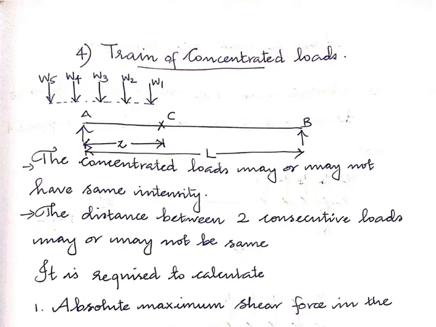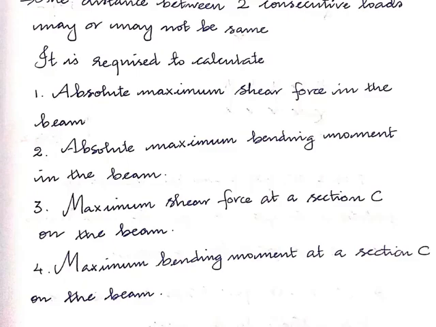So as in the figure, the beam AB, a simply supported beam, is having a length L, and these concentrated loads W1, W2, W3, W4 and W5 are moving together like a train on the beam AB. So in such problems, what are the parameters to be calculated?